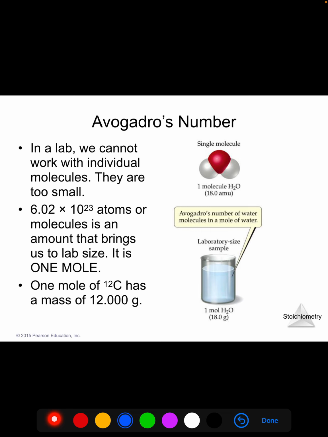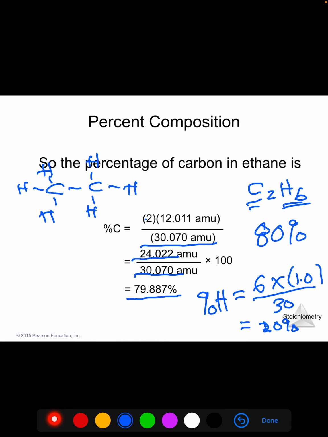Now, I want to talk just about 2 more things, and then we're going to stop before we move on to some of the quantitative aspects and practice balancing equations. But I want to say that when I tell you that I have 24.022 atomic mass units of carbon, that is an incredibly non-functional, non-useful value.